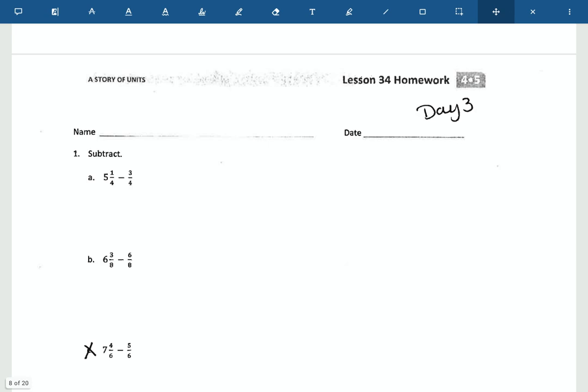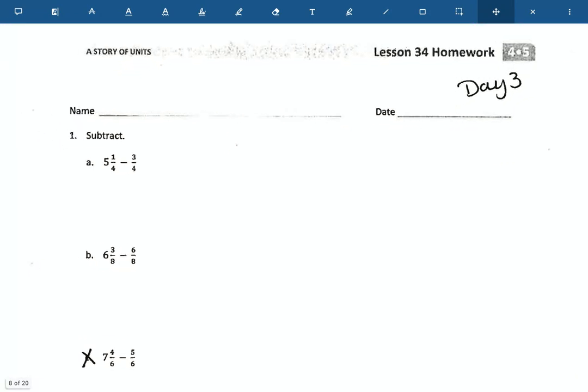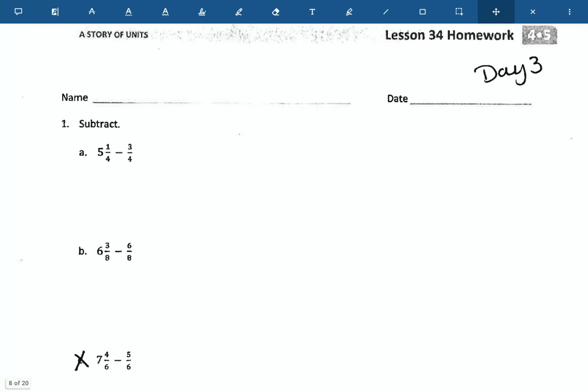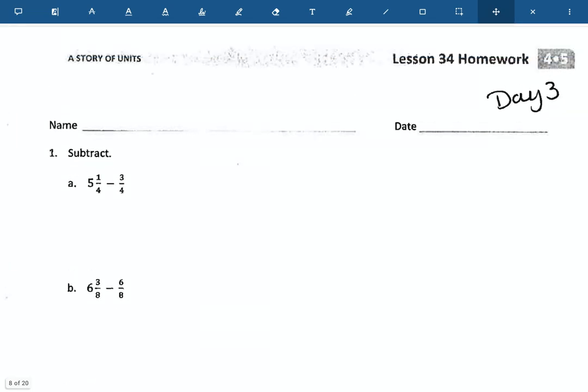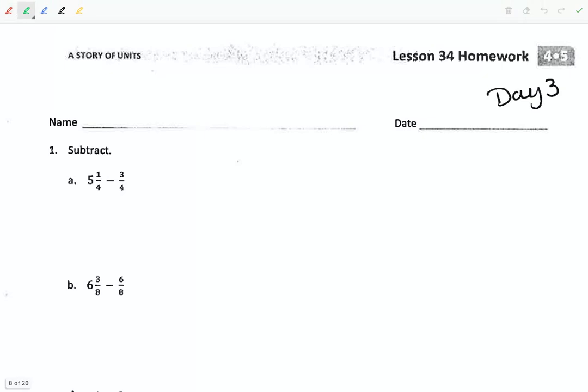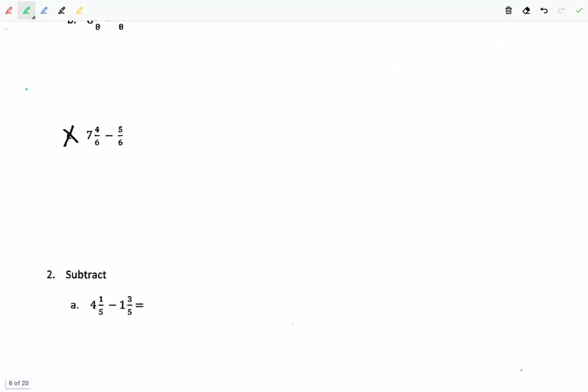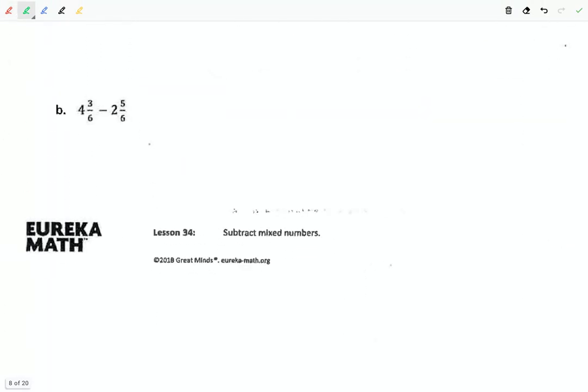And it's the same thing that you've been doing along for days 1 and 2, but I'm still going to do some examples just in case somebody needs to see it. Okay, in this lesson for day 3, it's the same goal that we've been working towards in days 1 and 2. It says subtract mixed numbers.